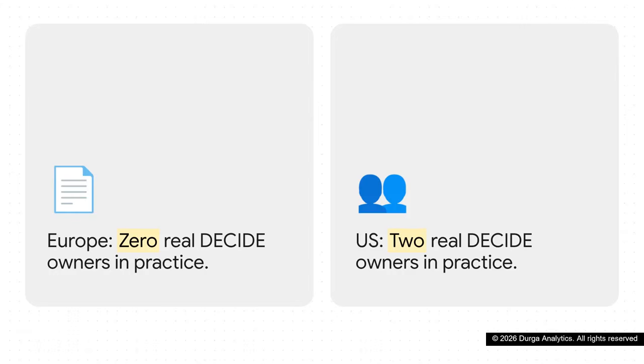As we compare the 2 case studies side by side, notice the vital structural contrast here. In Europe, they had paper authority resulting in 0 real decide owners in practice. Over in the US, they had duplicated authority resulting in 2 decide owners in practice. But having 0 decision owners and having 2 decision owners fundamentally produce the exact same operational failure. In both scenarios, everyone assumes someone else is managing the risk.